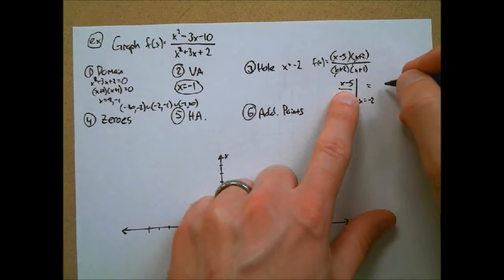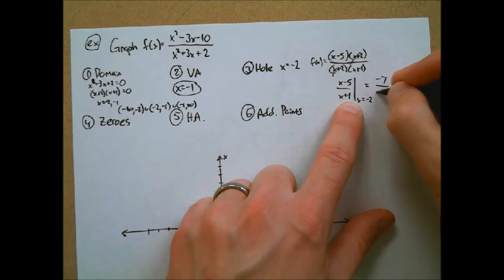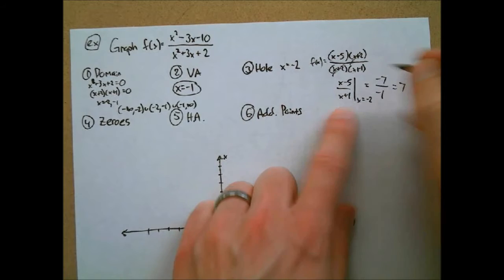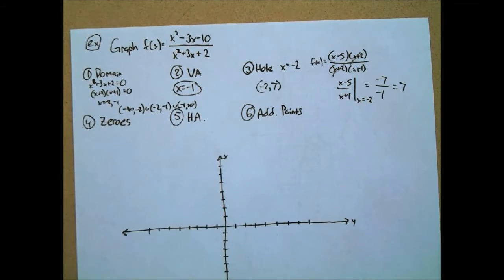Negative 2 minus 5 will be negative 7. Negative 2 plus 1 will be negative 1, and so we end up with positive 7. So we have the coordinate for the hole as negative 2, 7. Okay, there's a hole there.